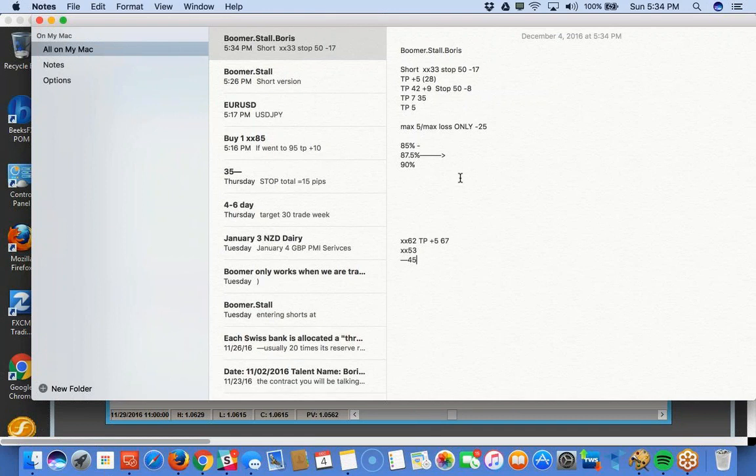And what that's going to do is it's the same structure as before. We're going to make 5 points if we're right, 25 points if we're wrong. The reason why we're giving ourselves a little more asymmetrical skew on the downside is because prices tend to test the 50.